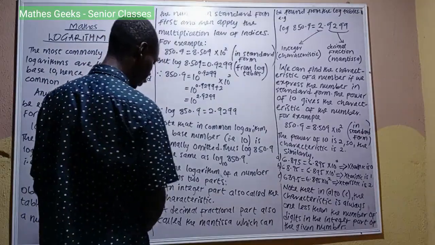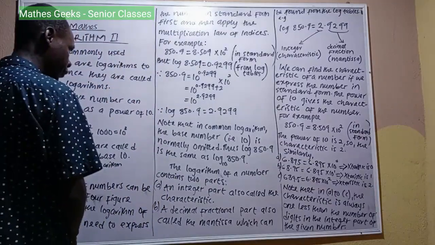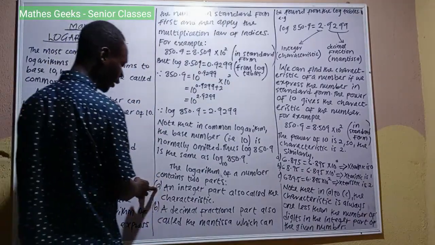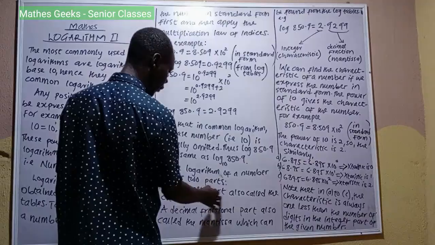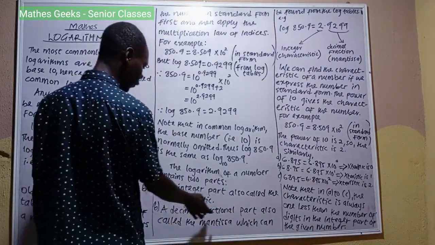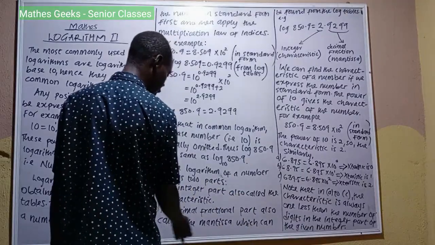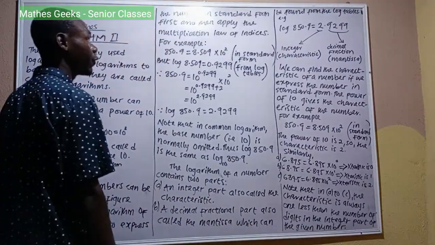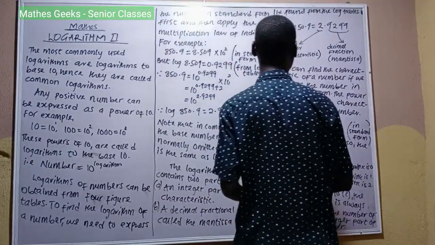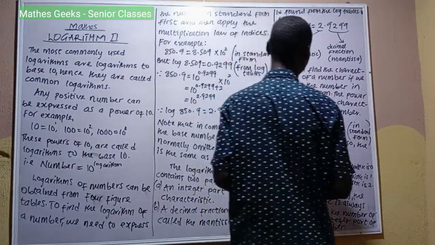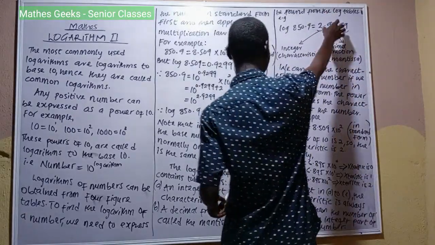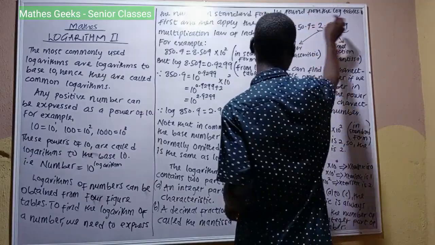The logarithm of a number contains two parts. The first part is an integer part, also called the characteristic, and the second is a decimal fractional part, also called the mantissa, which can be found from the log table. For example, log 850.9 is equal to 2.9299. So we discover that the log value of 850.9 has two parts.